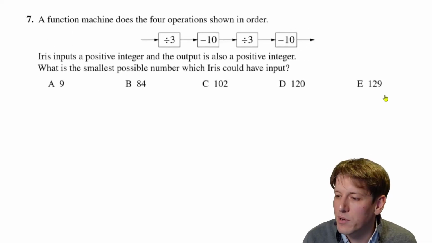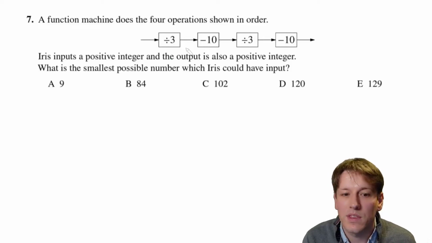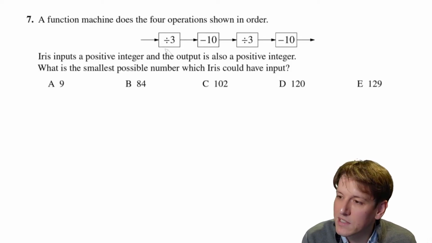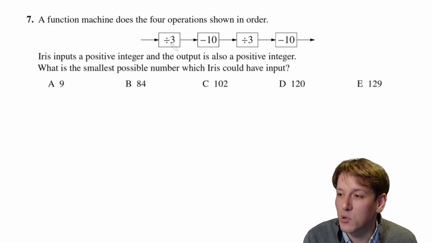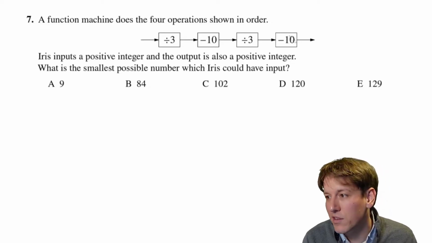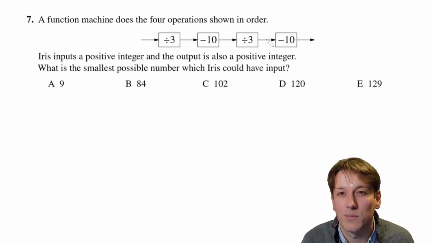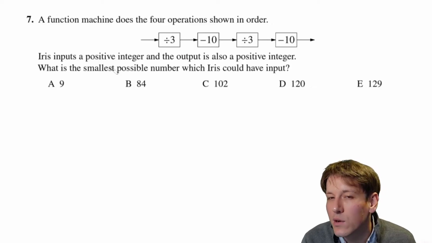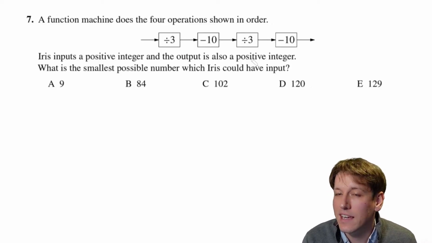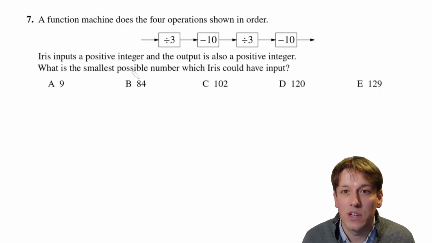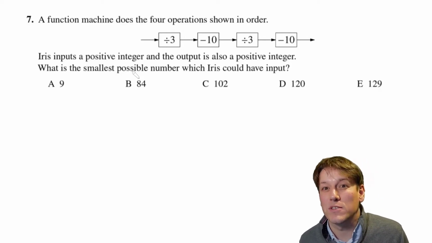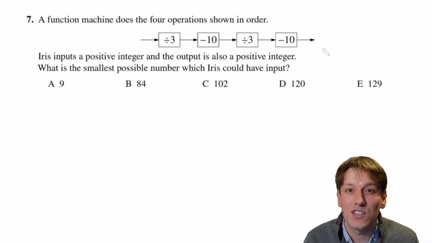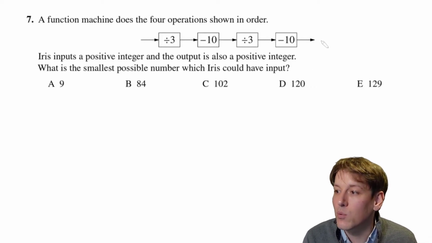So if we start with a positive integer and put the number through this machine, we can see that everything here makes it smaller: dividing by 3, subtracting 10, dividing by 3, subtracting 10. So it's going to get smaller and smaller as it goes through this machine. So if we input a positive integer and get a positive integer out, and we want the smallest possible input, well, it's also going to correspond to the smallest possible output. So the smallest integer output we could get here would be 1.